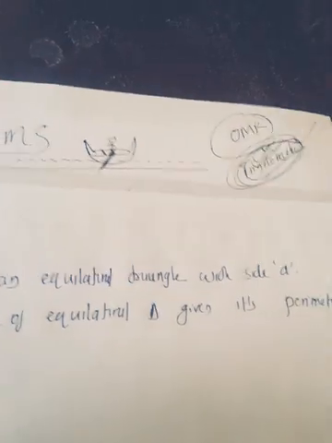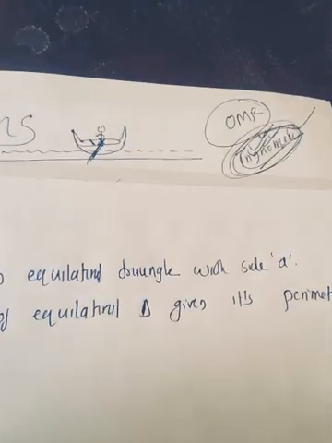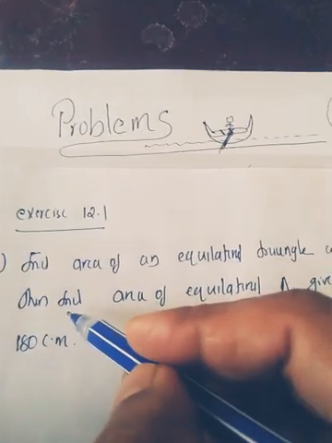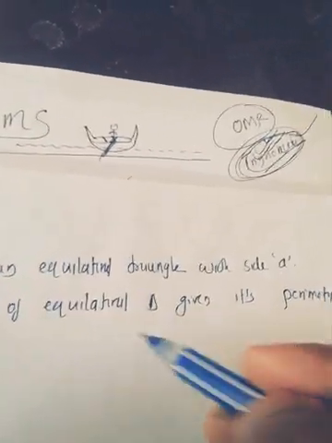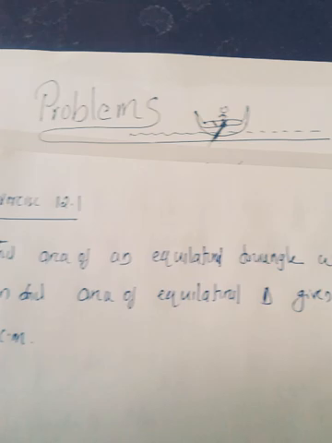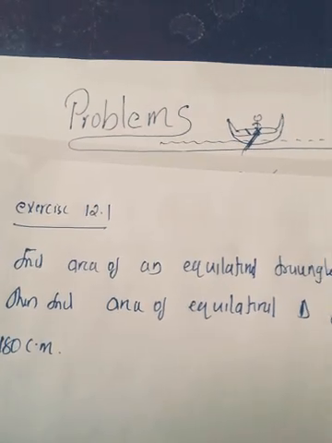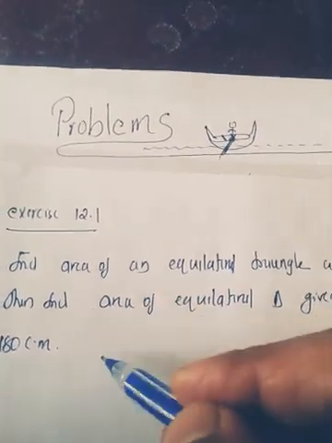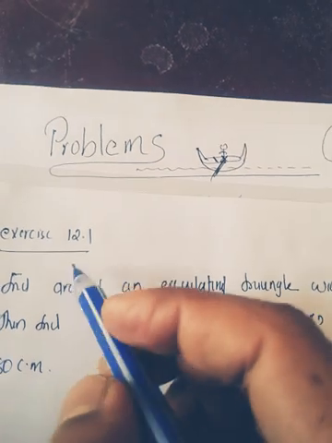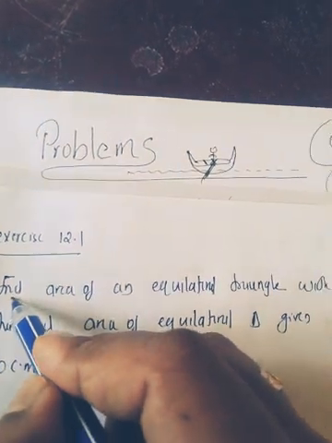Find area of an equilateral triangle with the sides A. That is the first part. Then find area of an equilateral triangle given its perimeter is 180 centimeter. Second part, let it be. We are not going to think about that right now. Let me solve the first part. Very important.